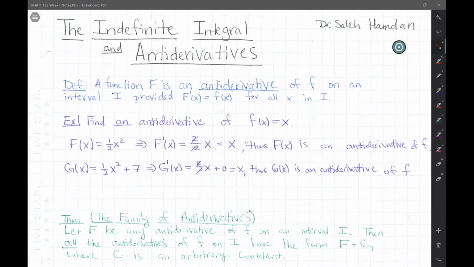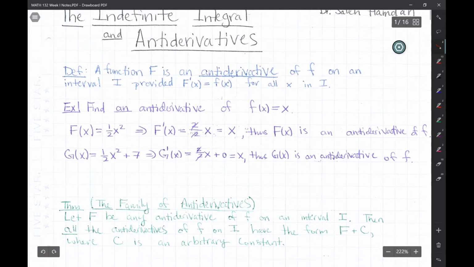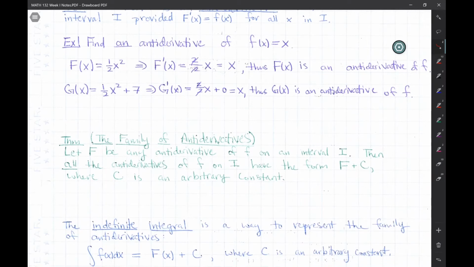And so how did this happen? Well, take a look at this plus 7 here. It's a constant. The derivative of any constant is 0. So we could have started out with capital F and added any constant that we want and end up with a function that is an antiderivative of lowercase f. And that's how antiderivatives work in general.